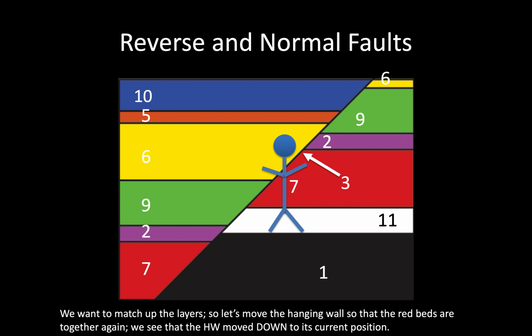Reverse moves up. So in this case, let's match up the layers to see how that hanging wall has moved through time. So you see layer 7, which is right here, and you see layer 7, though it's the same layer. Here's the hanging wall. The hanging wall has shifted down to its current position, meaning it's a normal fault.